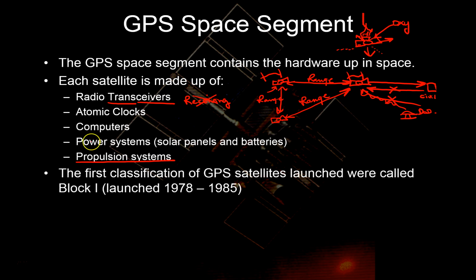Also, there's the ability for the atomic clocks to run forever and maintain accuracy, and the computers not to fail, and the power systems, the batteries, not to fail, things like that. Each satellite does have a life expectancy, so let's just call it LE for life expectancy, and it's a function of a lot of things, but each satellite was designed for so many years of service.